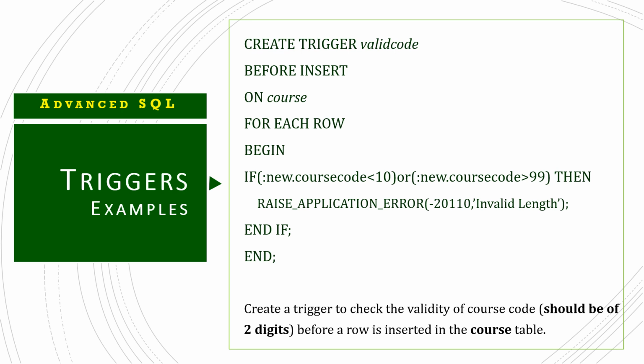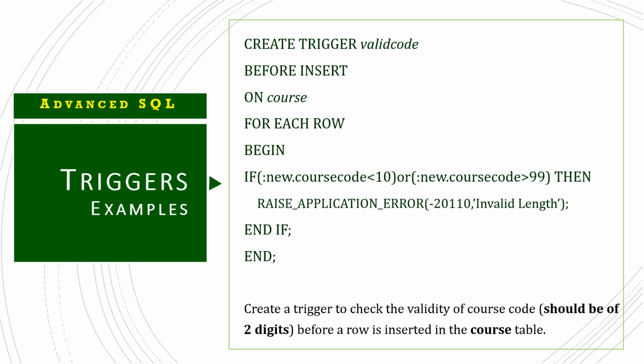Now let's create the trigger. Create trigger. The trigger name is valid code. The time of triggering should be before the row insertion, right? So before, then the event here is insert, on which table? On the course table. Then for each row, begin.